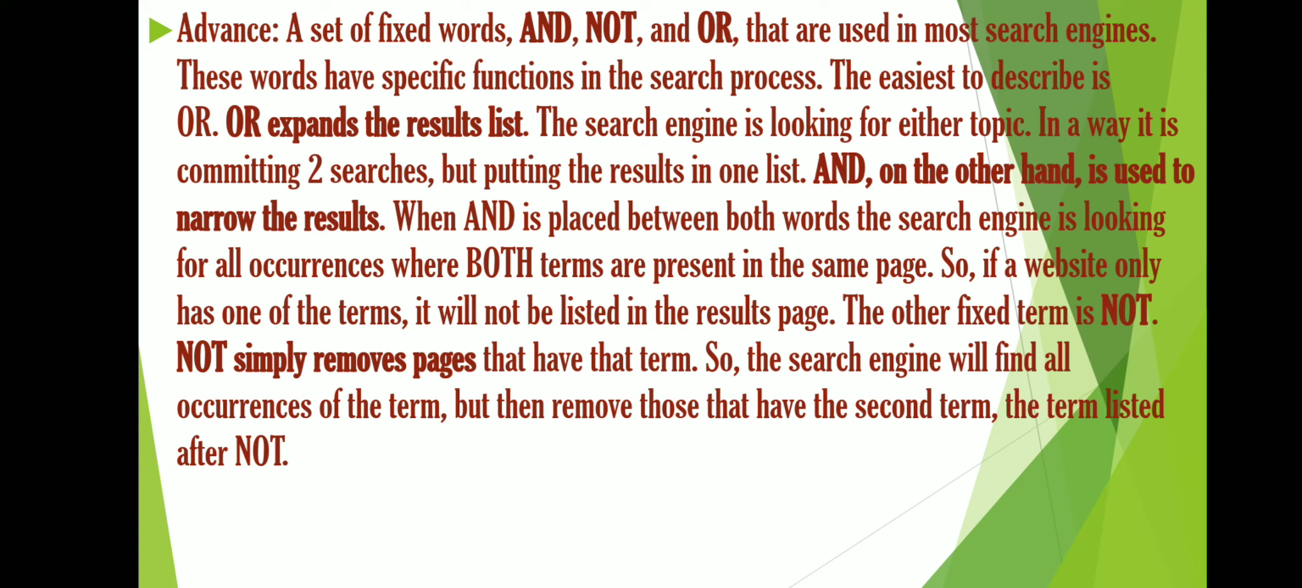We don't use this "not" and "or" or anything like that. So we get all related articles or all related pages open to us. So this is about the search engine.